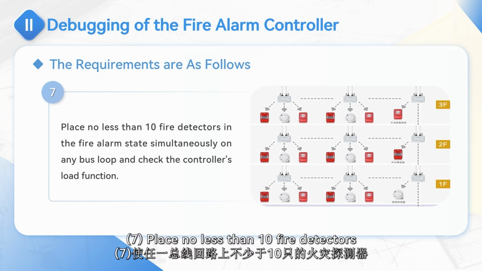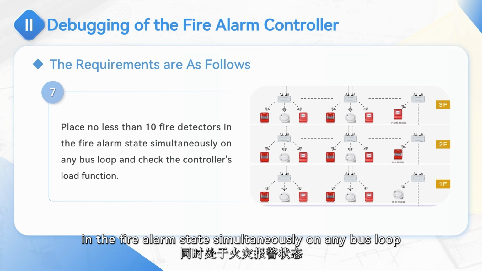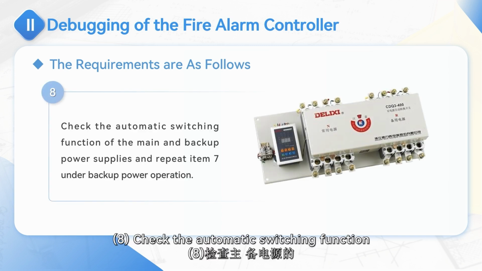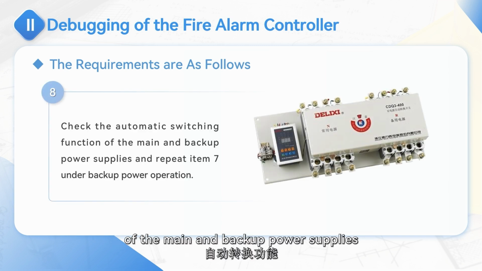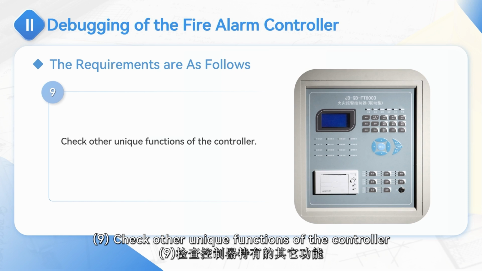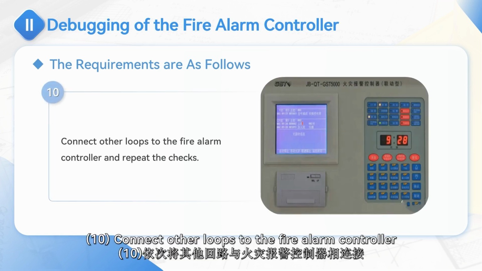7. Place no less than 10 fire detectors in the fire alarm state simultaneously on any bus loop and check the controller's load function. 8. Check the automatic switching function of the main and backup power supplies and repeat item 7 under backup power operation. 9. Check other unique functions of the controller. 10. Connect other loops to the fire alarm controller and repeat the checks.